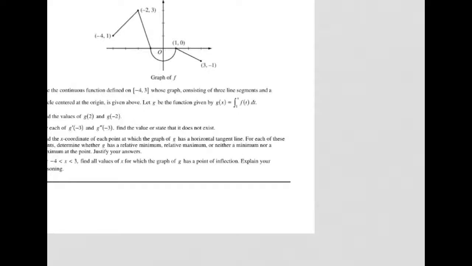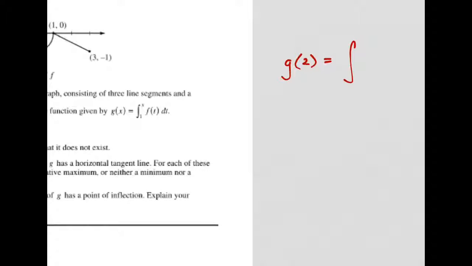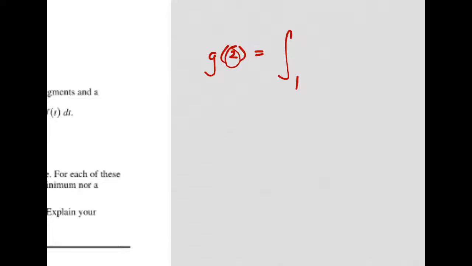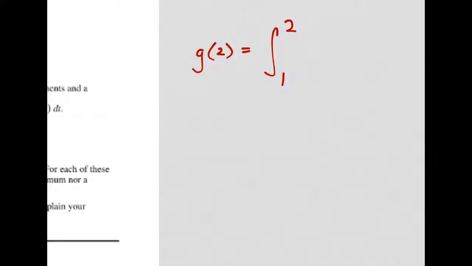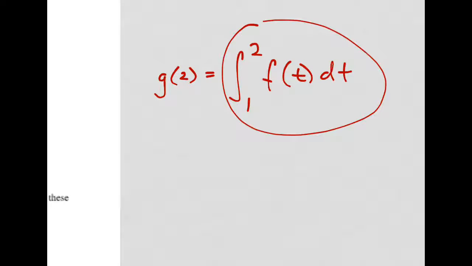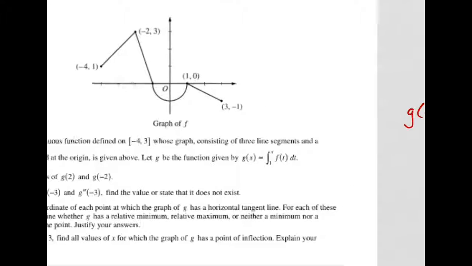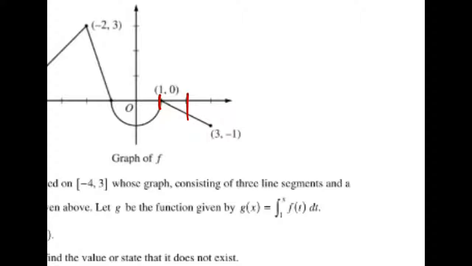So let's do that. I will do it over here. G of 2. Well, they give me a function for g, and that says to take the integral from 1 to the x value, which would be 2, of f of t. What does this mean? It means you have to find the area under the curve from 1 to 2. That's all we're doing here. Some people are thinking, what is that point right there? I don't know, but I need to know what it is.